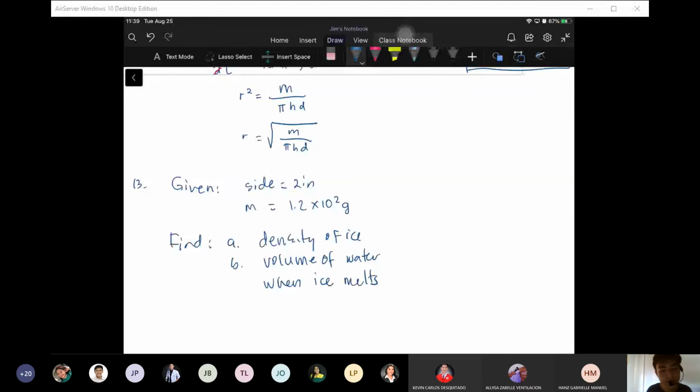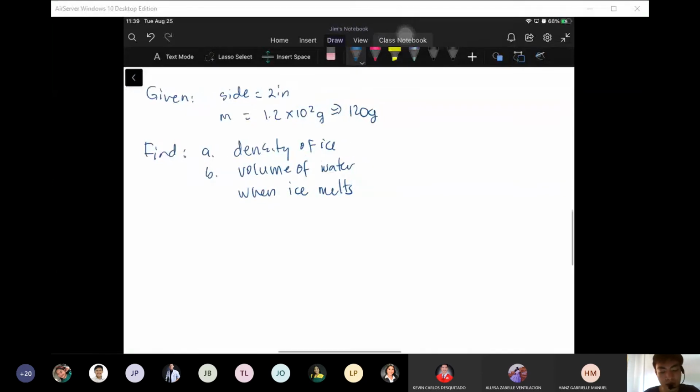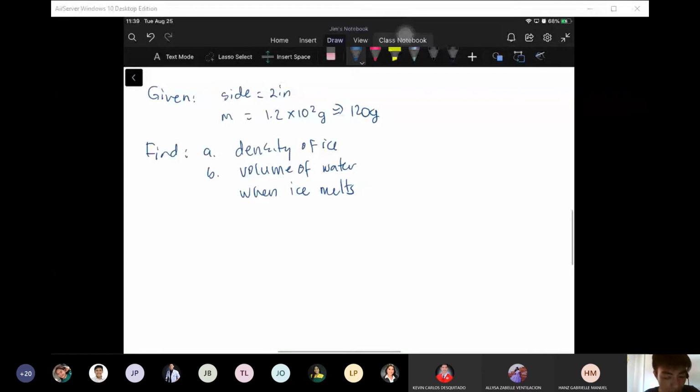No? So, ito yung idea. So, the problem tells us that we have an ice cube which is 2 inches on sides and the mass is 1.2 times 10 raised to 2 grams. We can simply rewrite this as 120 grams. No? Later on, we will understand scientific notations. So anyway, yan yung given lang. Then we have to calculate for the density and the volume. So let's write our solutions.